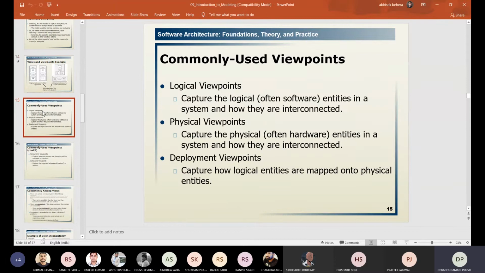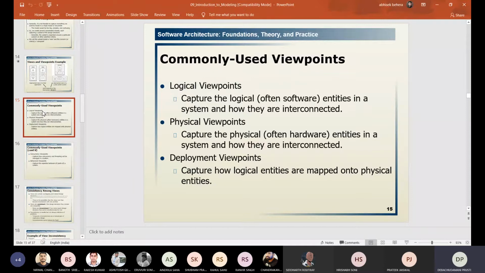Then some commonly used viewpoints. These are the logical viewpoint, the physical viewpoint, and the deployment viewpoint. The logical viewpoint captures the logical entities in a system and how they are connected. This is often software, and it describes the entities in a system and how they are interconnected.